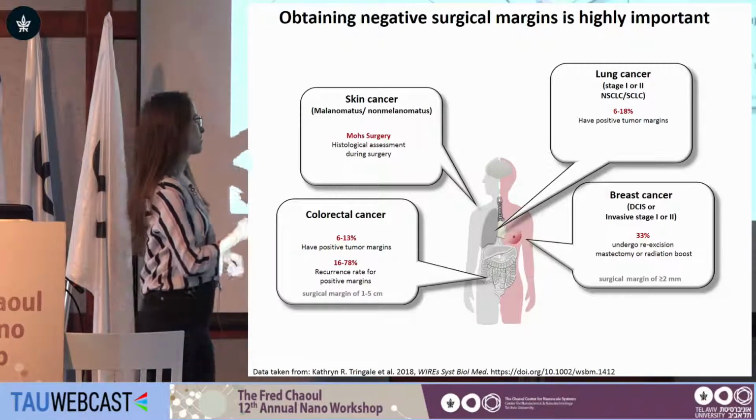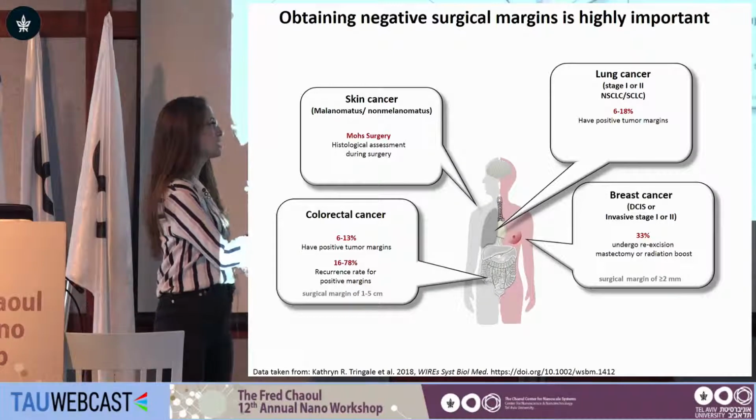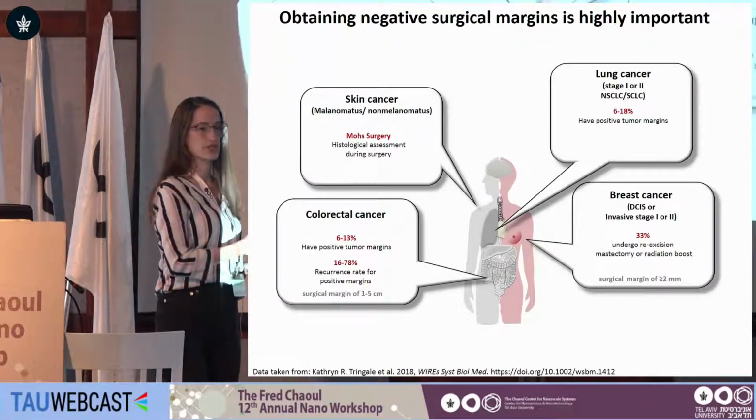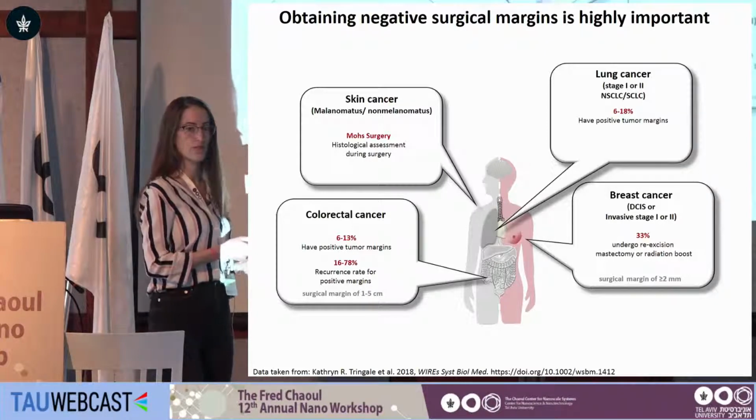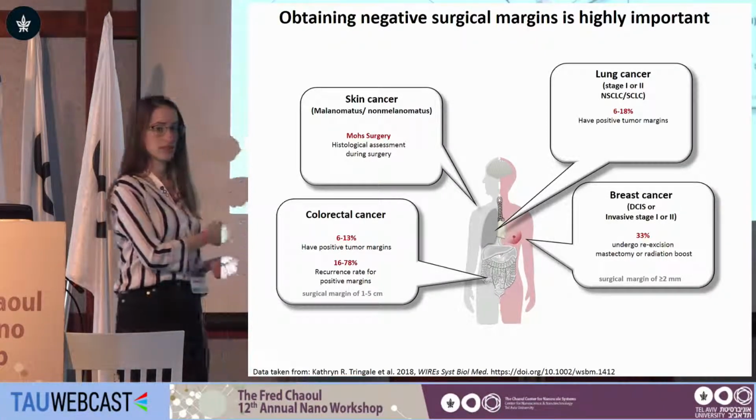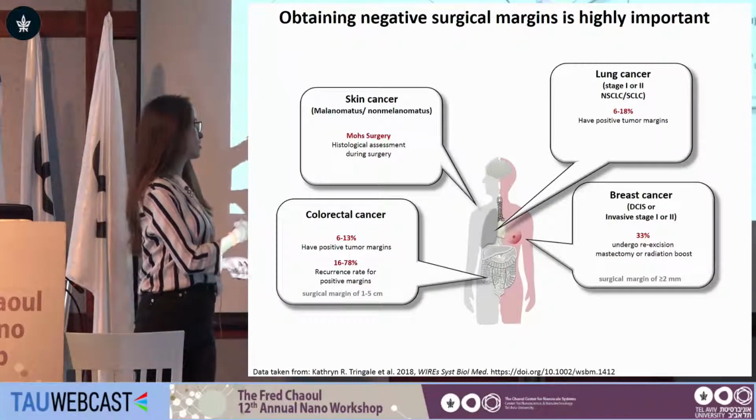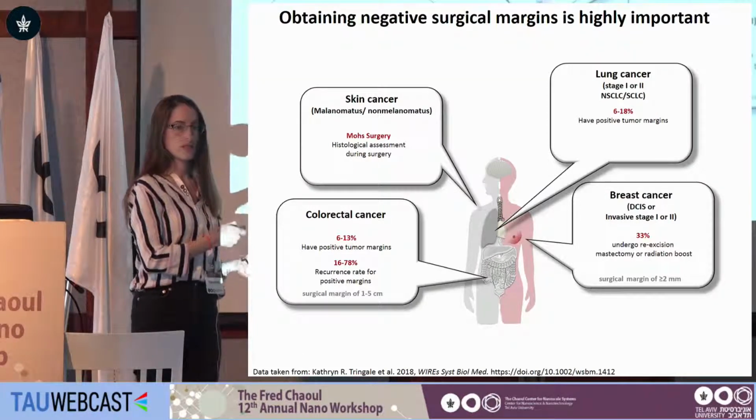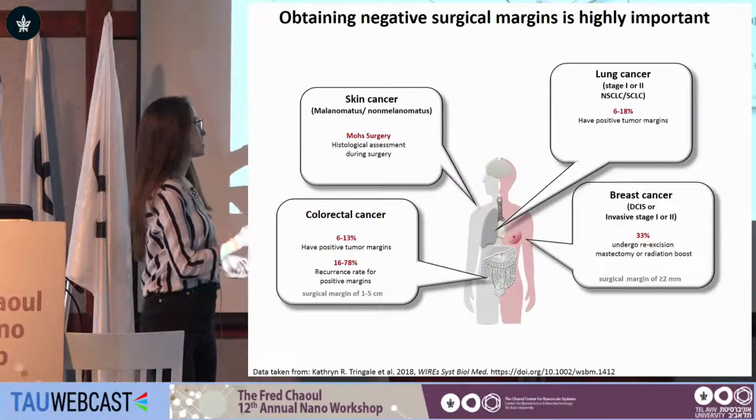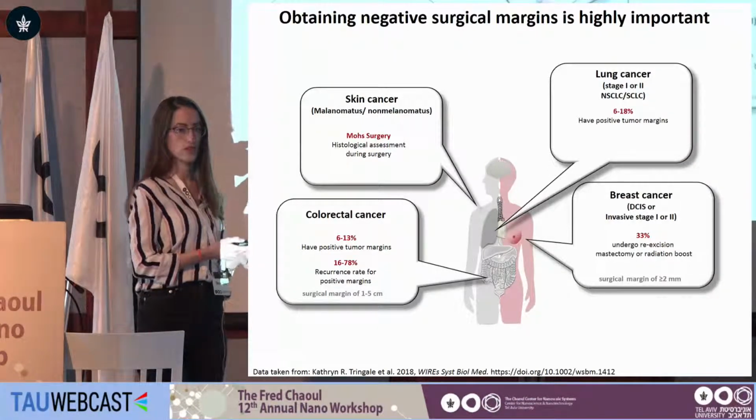This is exemplified by several tumor types. For example, in lung cancer and colorectal cancer, 6 to 18% will have positive tumor margins, out of which 78% will have the recurrence of the disease. So surgeons take an additional 1 to 5 centimeters of functional and healthy tissue in addition to the tumor. In breast cancer, a third of the patients will have to undergo repeated surgery.